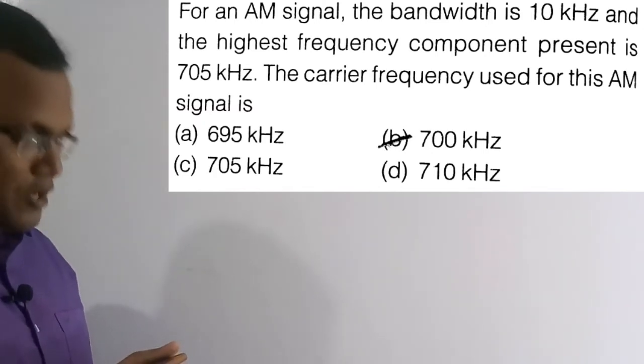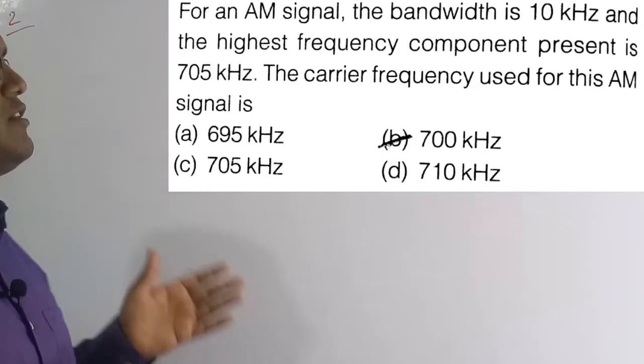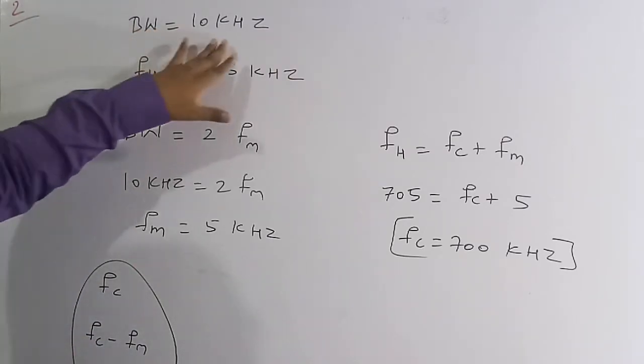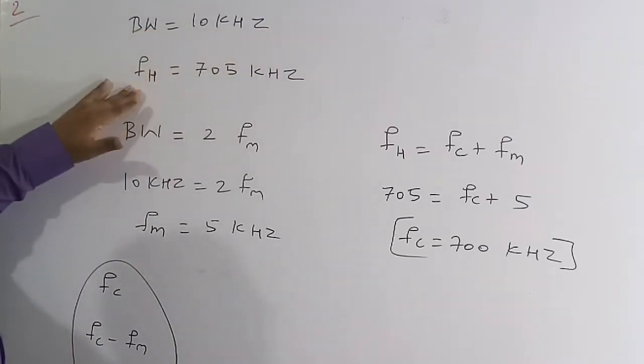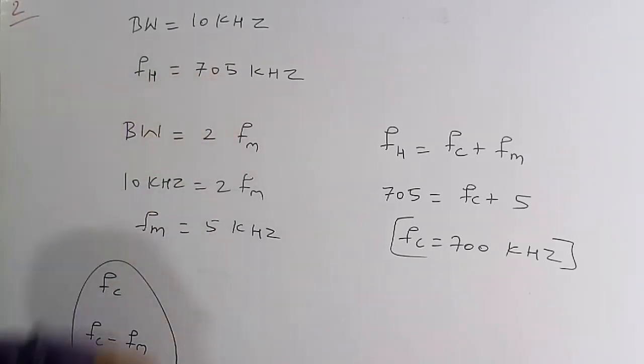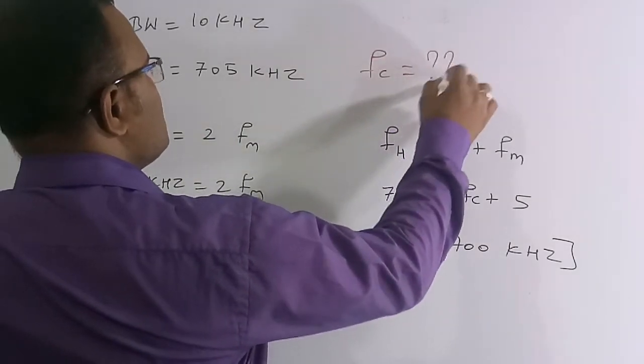So out of the four options, option B 700 kilohertz is the correct solution of this question. So let's solve this numerical. In the question they are given the bandwidth is equal to 10 kilohertz and the highest frequency which is present in this amplitude modulation is 705 kilohertz. So we need to find what is the carrier frequency.